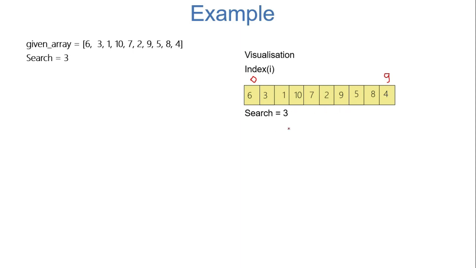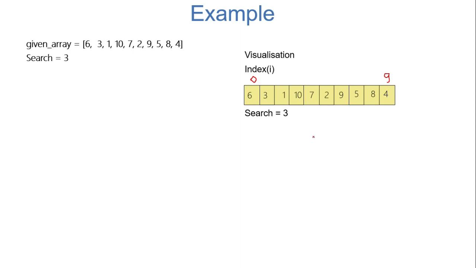So to search whether 3 is in the given array or not, we will start reading from the beginning of the given array, which is given array 0, which is 6. So we will compare search to given array 0. If it's the same, then we will tell the user that the data is found in index 0. Otherwise, we will continue reading the next index, and so on.